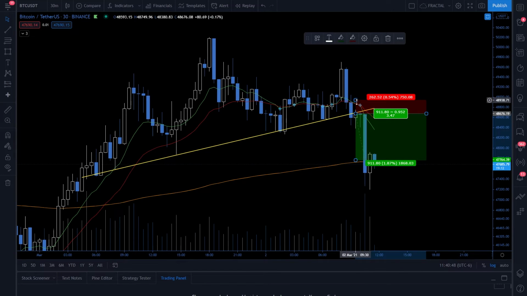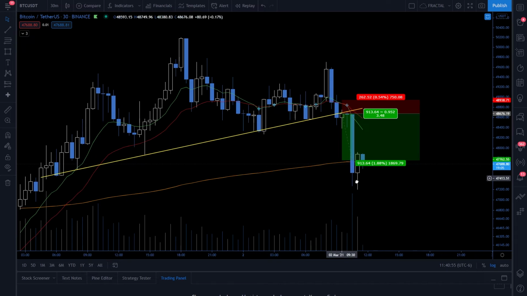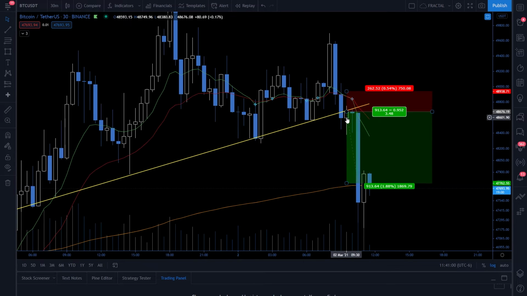I would put my stop loss above my EMAs and my target would be probably this support area or maybe down a little bit lower to my higher time frame support area. If I wait for this retest to reject, take an entry. Now it's 0.54% to 1.88%. Again, that's a 3 to 1, almost a 4 to 1 risk to reward.